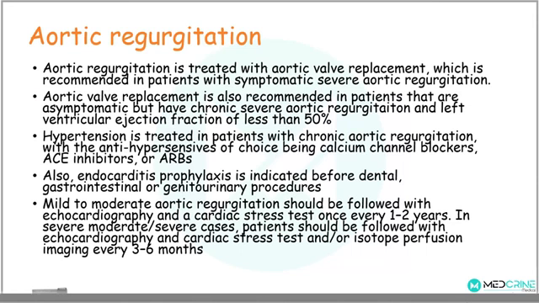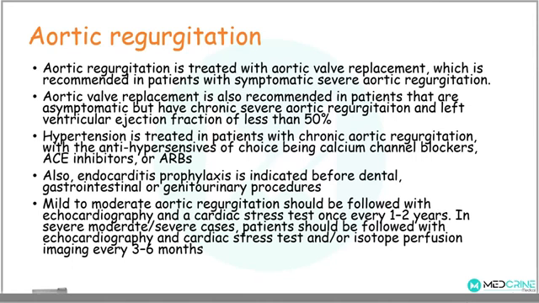Aortic regurgitation is treated with aortic valve replacement, which is recommended in patients with symptomatic severe aortic regurgitation. An aortic valve replacement is also recommended in patients who are asymptomatic but have a chronic severe aortic regurgitation and a left ventricular ejection fraction that is less than 50%. Hypertension in patients with chronic aortic regurgitation is treated with antihypertensives of choice being calcium channel blockers, angiotensin converting enzyme inhibitors, or angiotensin receptor blockers.